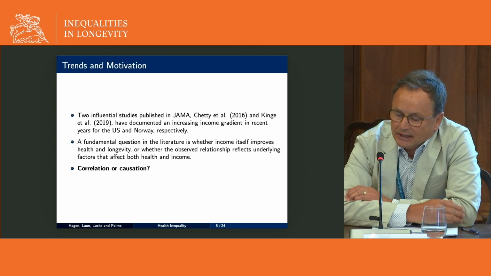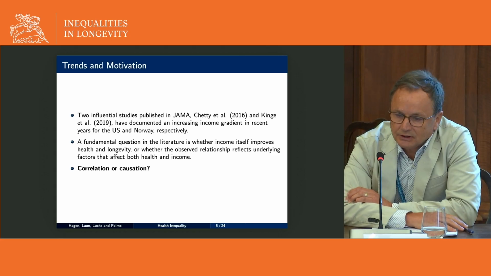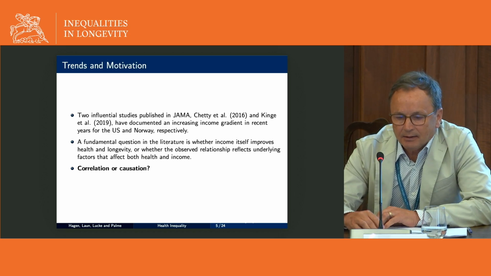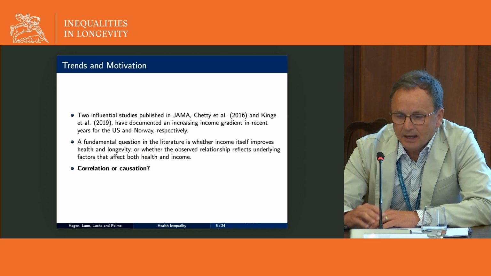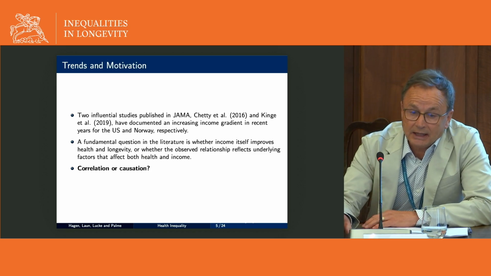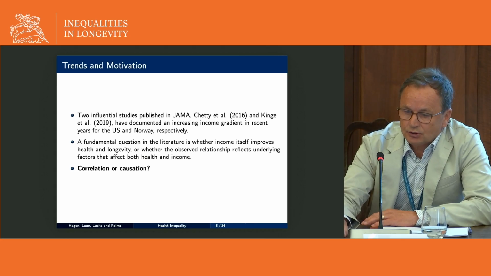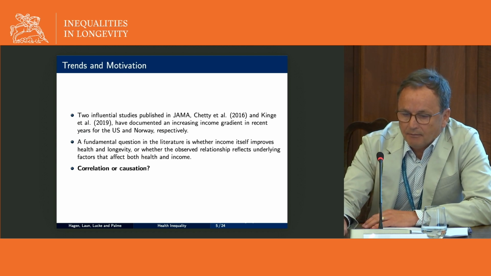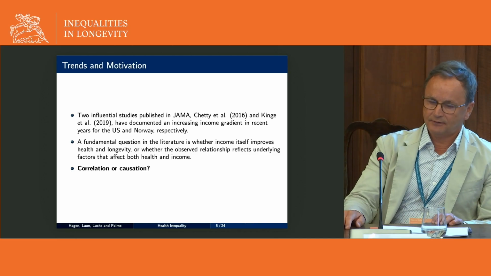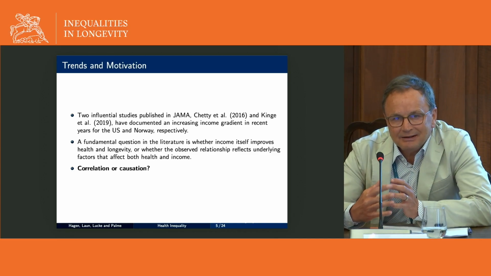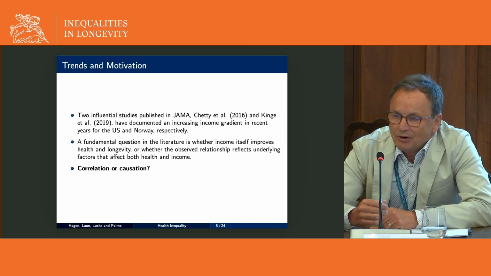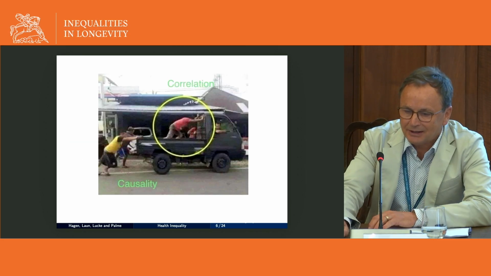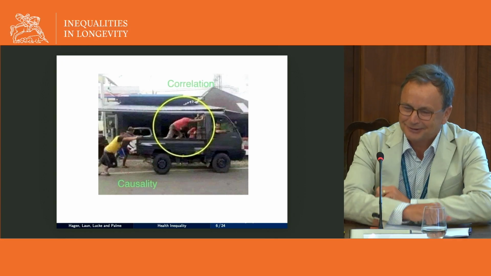Two recent influential studies, one of which has already come up in Paul's presentation, are by Chetty with co-authors and a follow-up study by Norwegian researchers, Kinge et al., where they have also documented an increasing income gradient, but for a quite short period, from 2001 to 2014, I think. A fundamental question here is whether there is a causal effect, whether income per se affects longevity, or if it is just a correlation. It's an obsession in economics now to distinguish between correlation and causality.